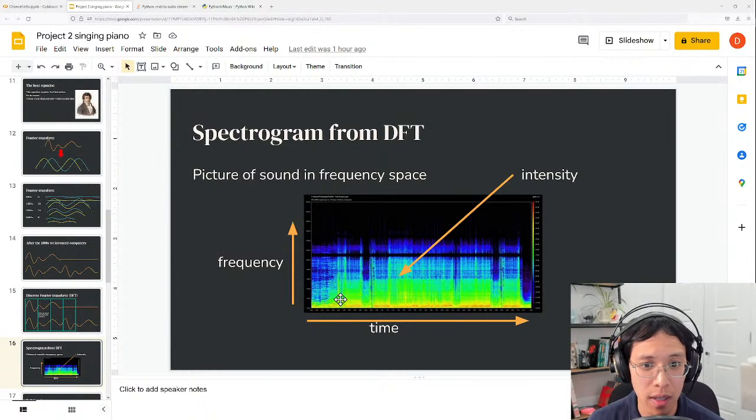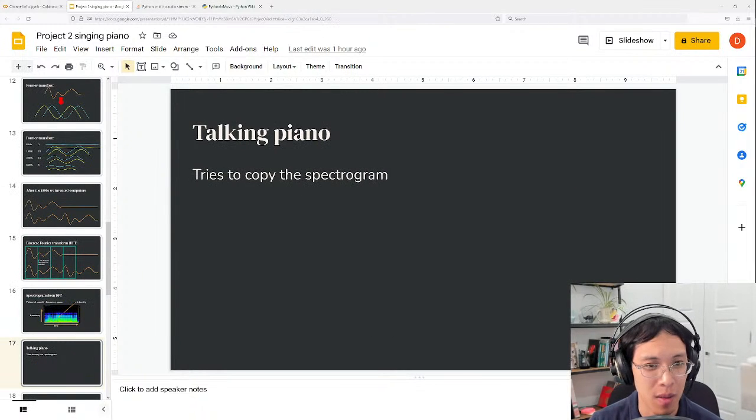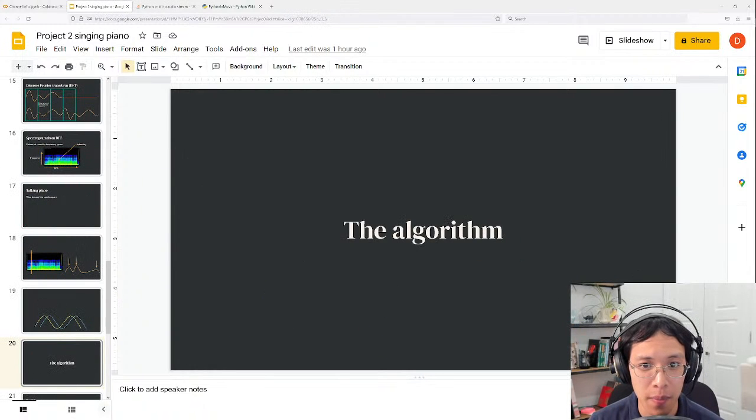We're generating this spectrogram using an acoustic instrument, a piano, right? So we want to play a piano in a way that the output of that piano looks just like some other spectrogram that we specify. Okay, so that's the idea with the talking piano. And here's the thing. There is an algorithm to do this.